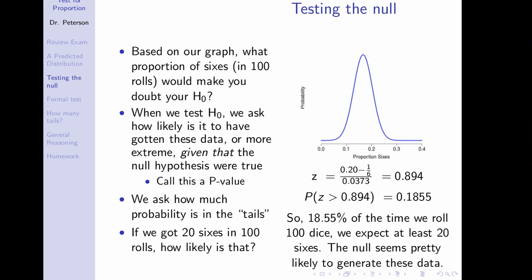Now this is pretty likely. This means that 18.55% of the time, or almost 1 time in 5 that we roll 100 dice, we expect to get at least 26s. The null seems pretty likely to generate a value at that point, so we go ahead and we say we don't have any reason to suspect the null isn't true. And on the next page, we're going to explore this a little bit more thoroughly.